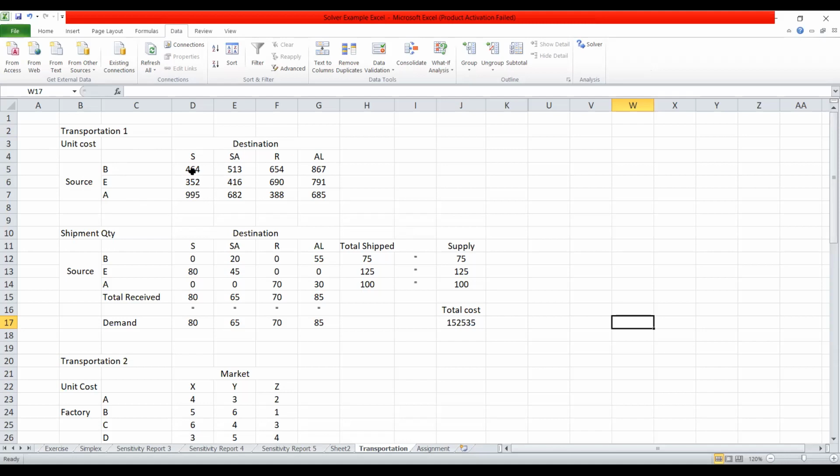Okay, so you are given the transportation cost from one plant or factory to the desired market destination, right? For example, from factory B to market S, you have to spend $464. Likewise you can see the transportation unit cost, or per route cost, is given like this. Then we need to prepare this formatting before we go to the optimal solution. Now you can see this answer clearly.